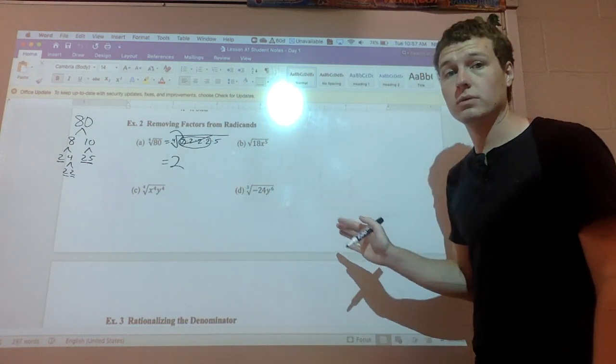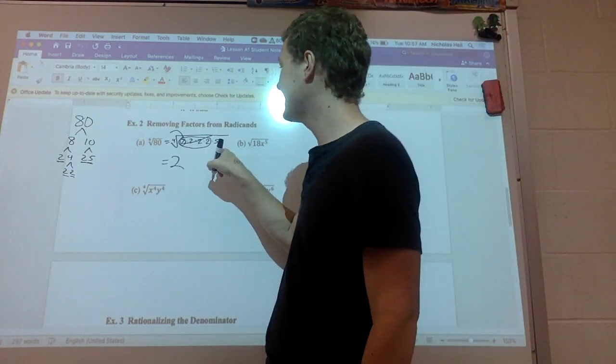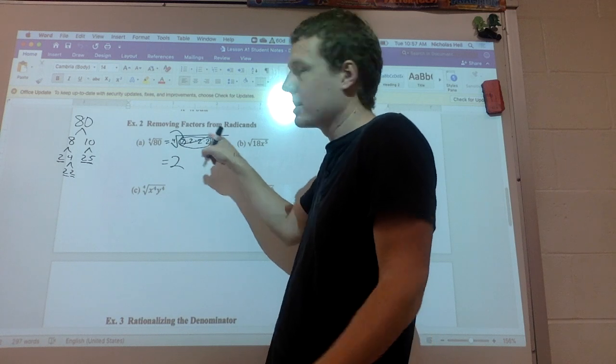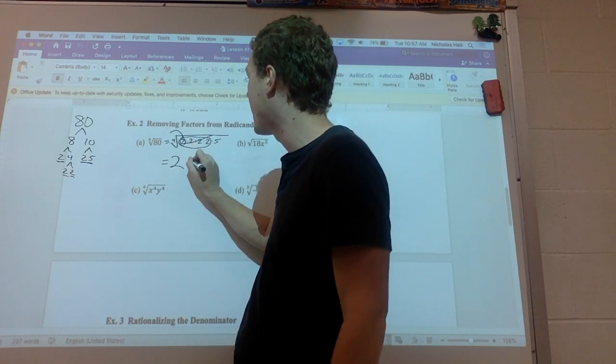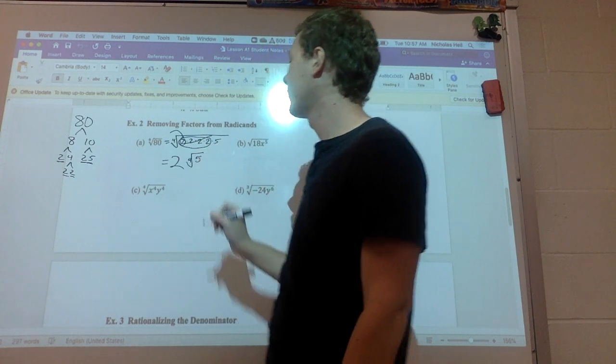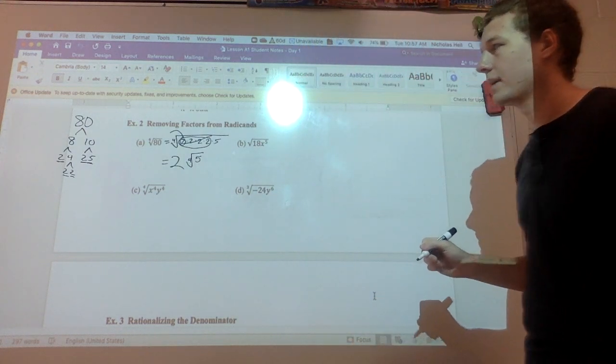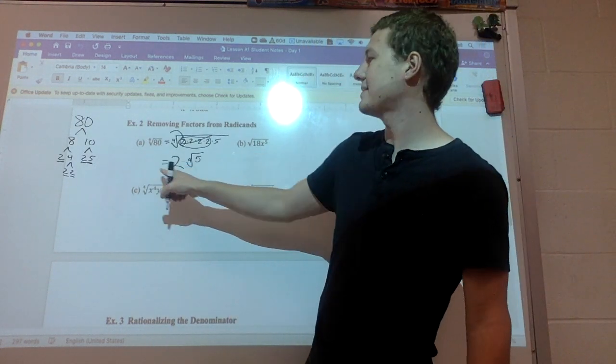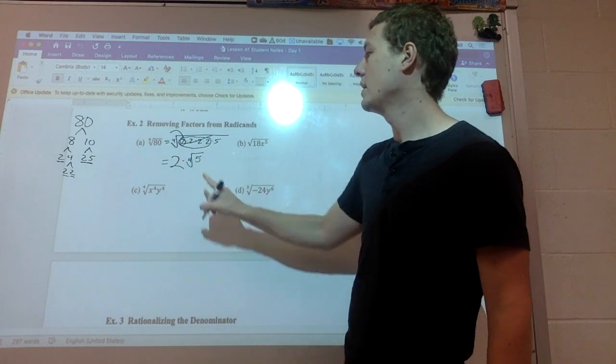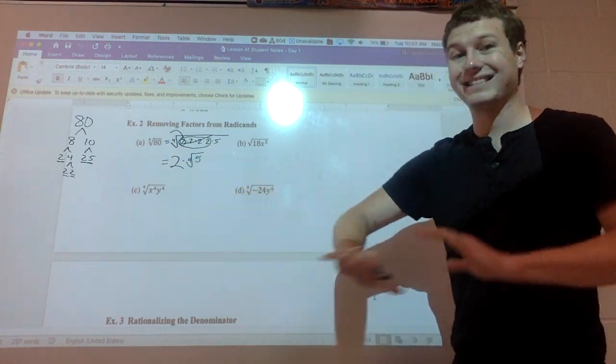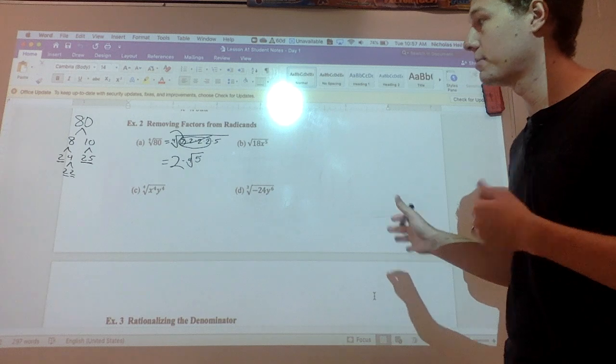Now, what's left over, what's still stuck under the fourth root, is anything that we didn't actually highlight or underline there. So that's got to be this 5. So we still have the fourth root of 5 left over. This means the fourth root of 80 is the same as 2 times the fourth root of 5. Notice the 2 has nothing to do with the radical anymore. We're just multiplying by the fourth root of 5.